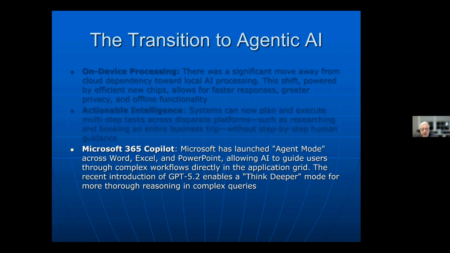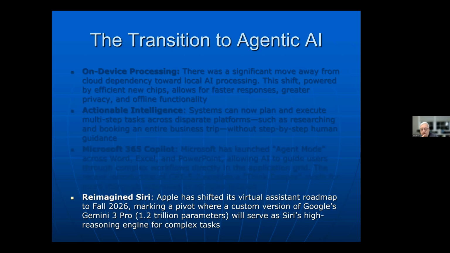Microsoft 365 Copilot has this agent mode that works across their suite of products, allowing AI to give users much more insight into what they're doing, and they even have a think deeper mode for getting into reasoning. And by the way, reasoning is another watchword that I'm seeing more and more in AI discussions. And of course, our friends at Apple are trying to re-imagine Siri, and they've pushed off what they're doing, but they're going to be using Gemini 3 Pro to serve as their reasoning engine.